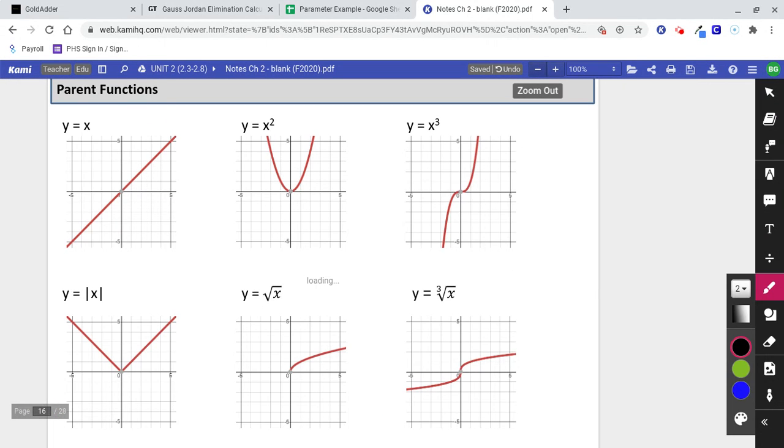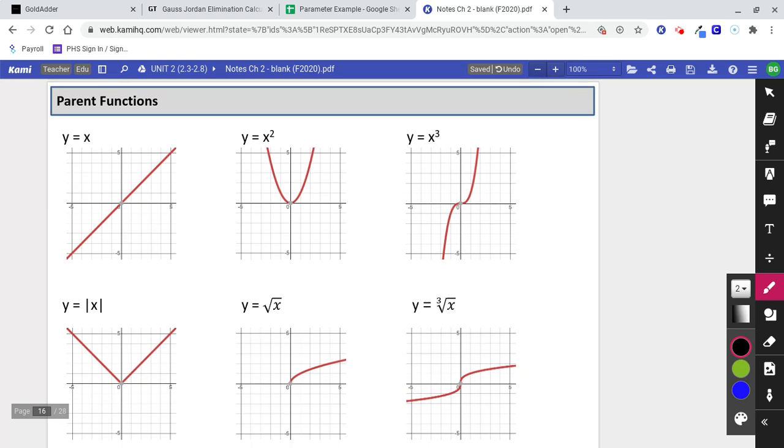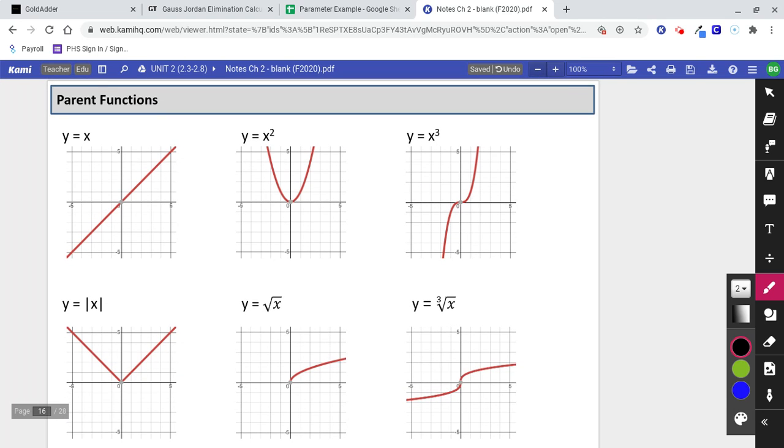Zoom this out a little bit. Here you see the graphs of 6 different parent functions. You've got a linear function and a quadratic, a parabola. You've got a cubic. You've got an absolute value, a square root, and a cube root graph. Those 6 are pretty important, and you want to just have those memorized.